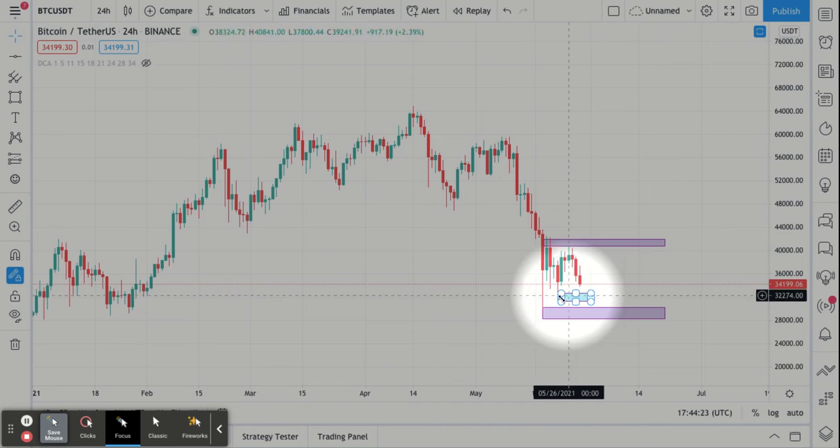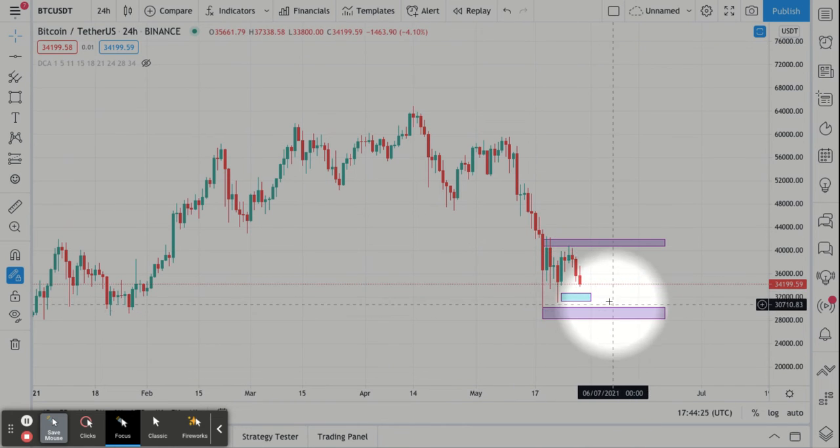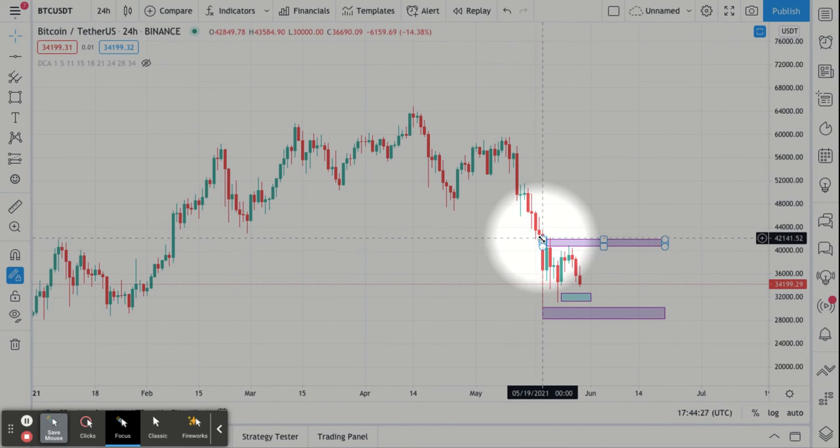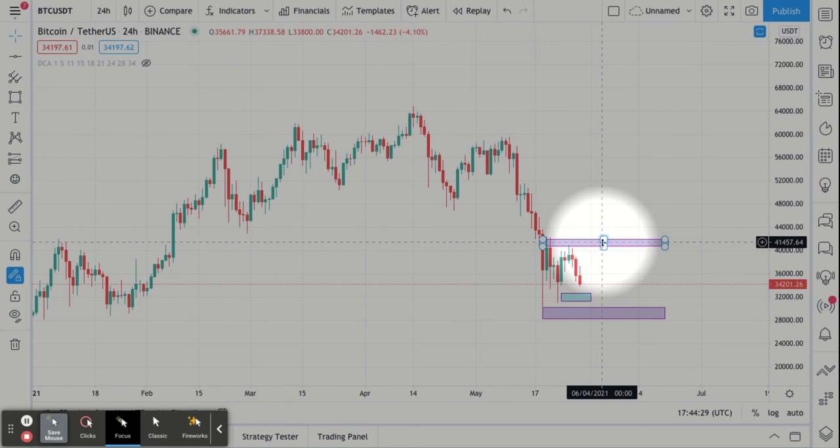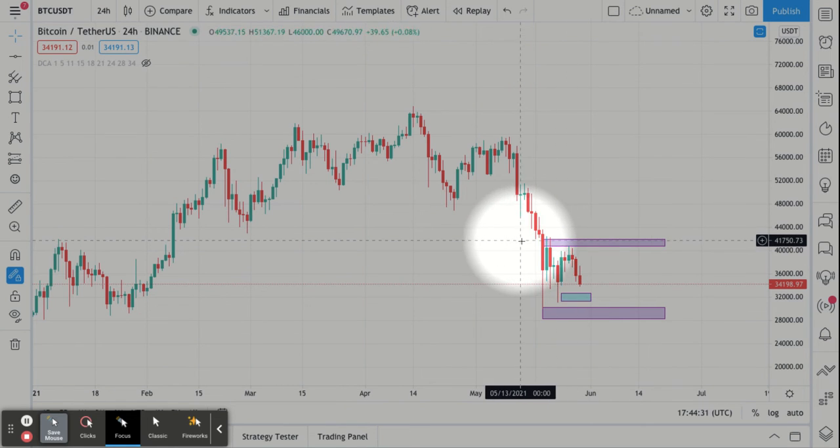And this is a good solid floor, this area. And like I said, I really think that this 40,000 would have held if China hadn't said their news, if Elon hadn't come out saying Bitcoin. That was the other thing. Bitcoin was an energy hog.